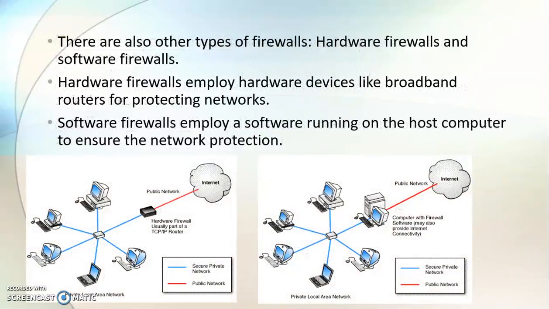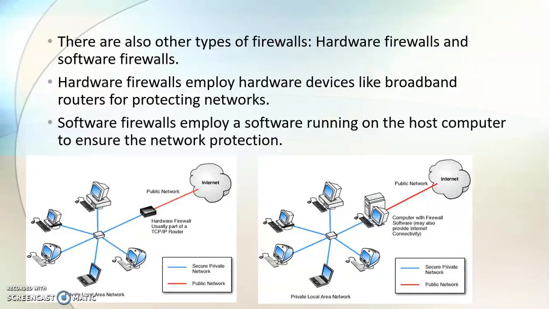There are also other types of firewalls, that is hardware and software firewalls. Hardware firewalls employ hardware devices like broadband routers for protecting the network. Software firewalls employ software running on the host computer to ensure network protection.